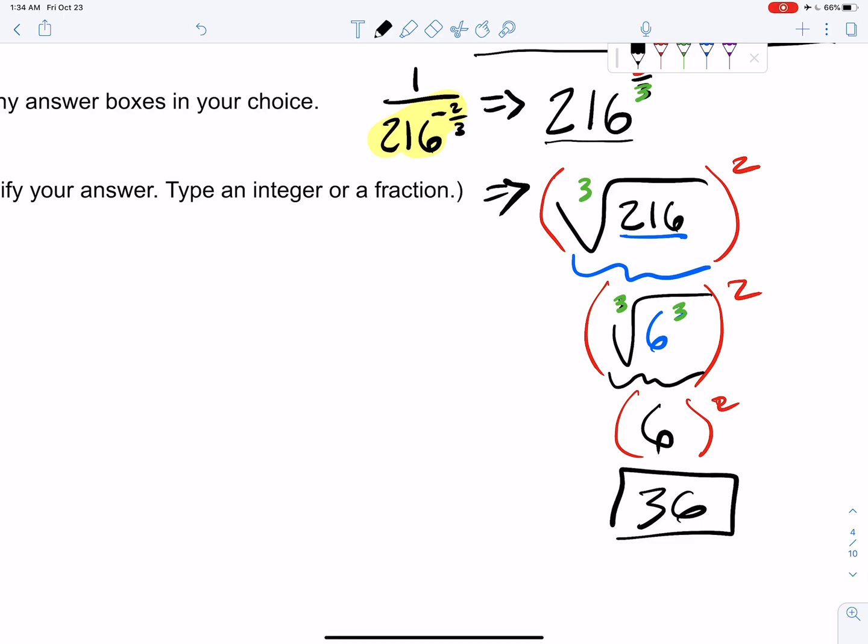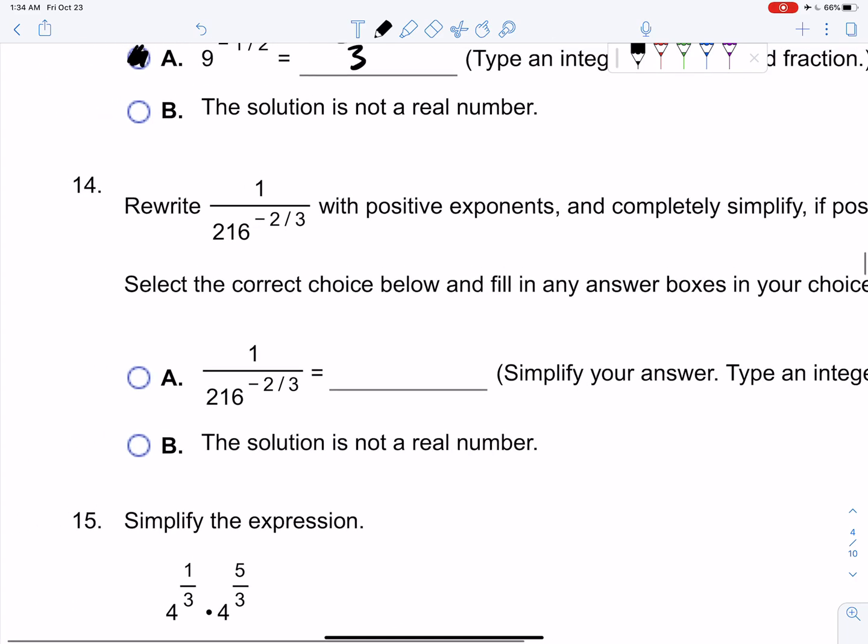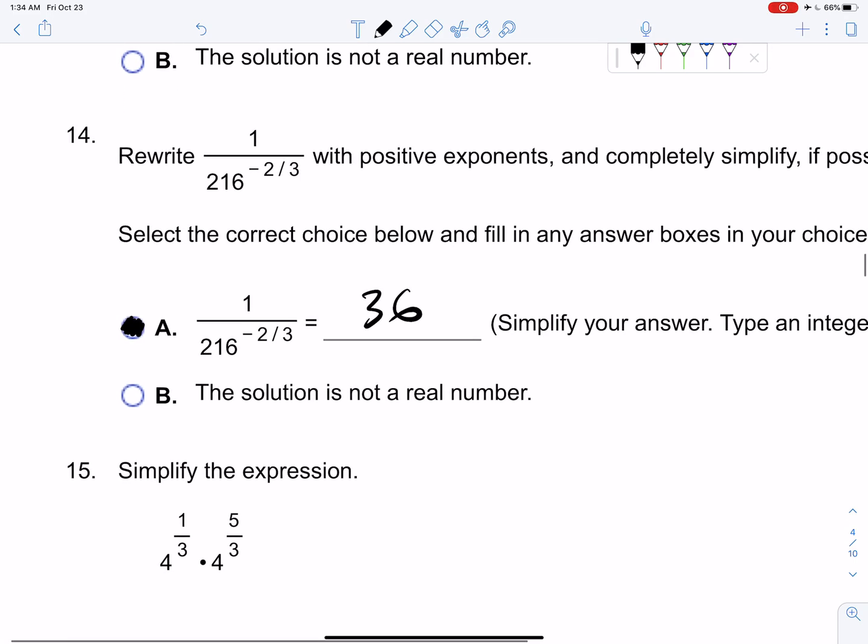All right, that 36 goes right here. I don't know why I feel like I need to put this in. I guess it's just comforting. Feels like I got something done.